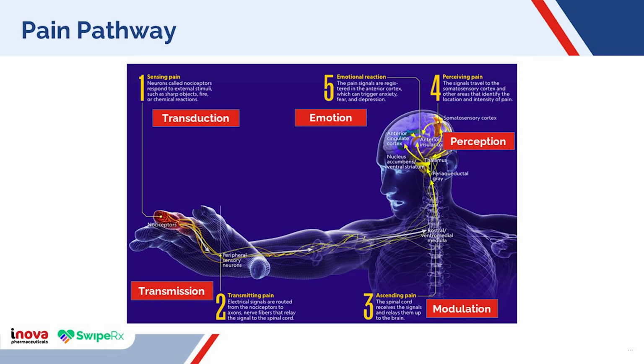So a little bit about the pain pathway. As we all know, the pain pathway has five levels, from the sensing of pain to transmission, modulation, perception, and the influence of emotion at the end of it. So we use the pain gateway theory, and we use different methods of medications to affect pain generation and also to numb the nerves. Go ahead, next.